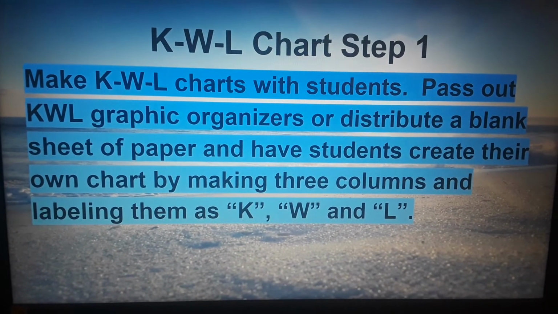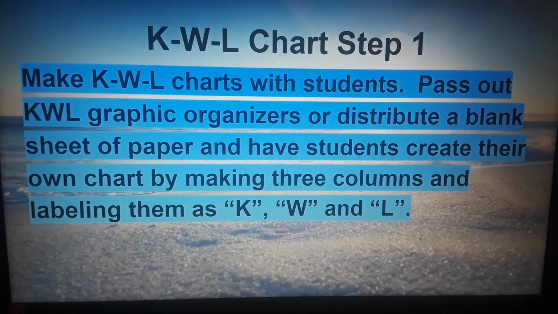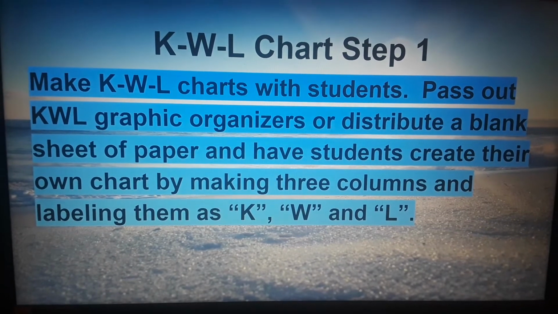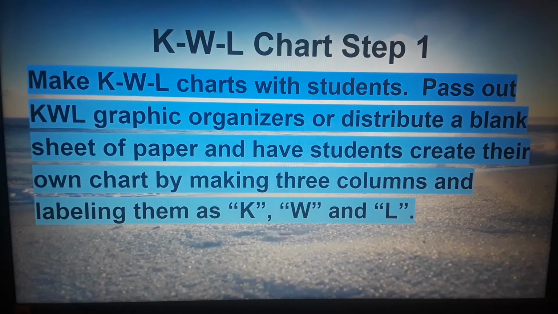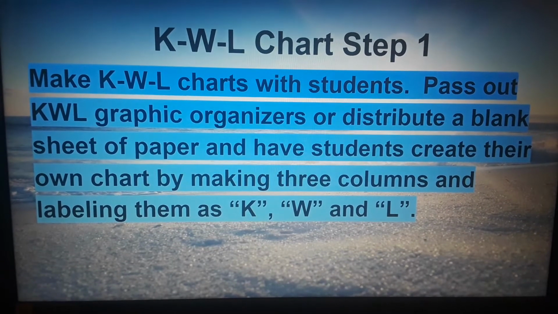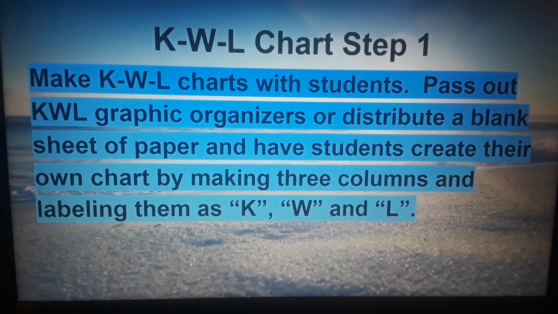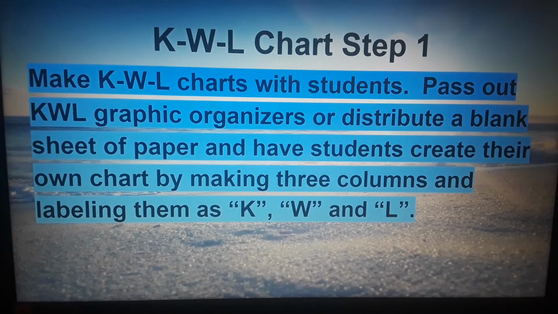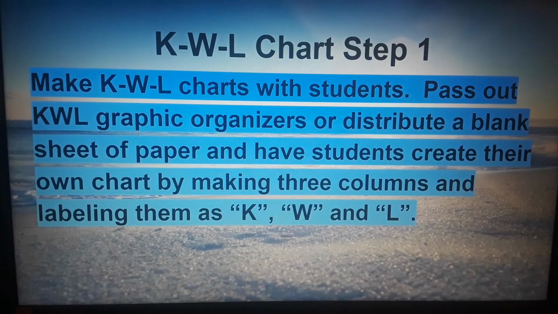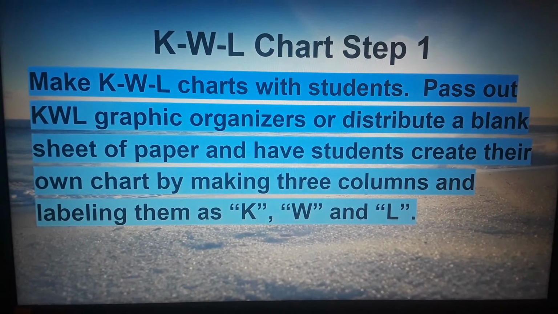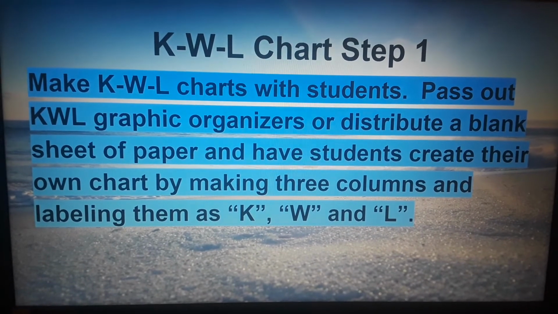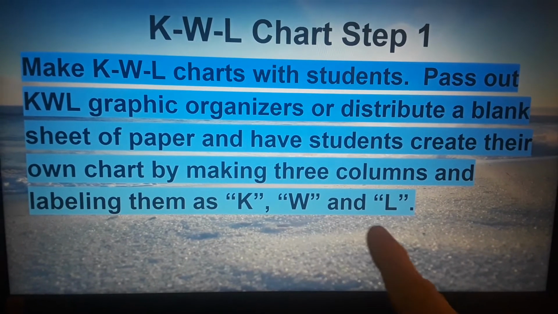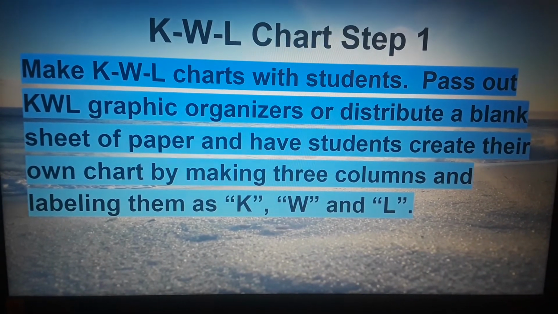KWL chart. Step number 1. We can either make a KWL chart together, or I can pass you out a pre-made KWL graphic organizer. If we were to make it, I would have you get out a sheet of paper and make 3 columns, labeling them K, W, and L.